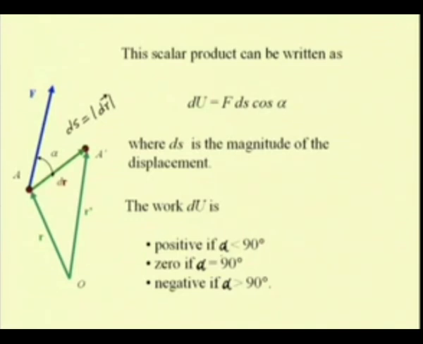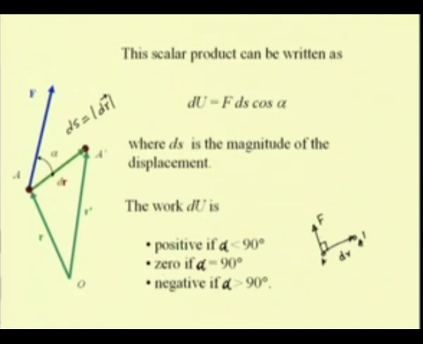What happens if this alpha is 90 degrees? We have the case where the force vector and the displacement vector dr are at 90 degrees. In that case, cos 90 is 0, so this work becomes 0. We say that when the particle is moved from A to A prime, where the displacement is perpendicular to the direction of this force, the work done is 0.